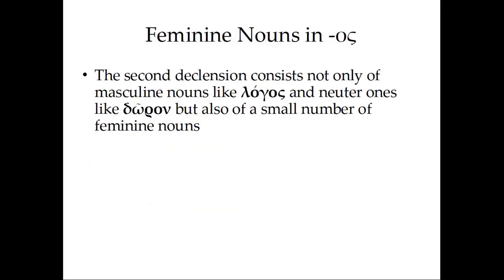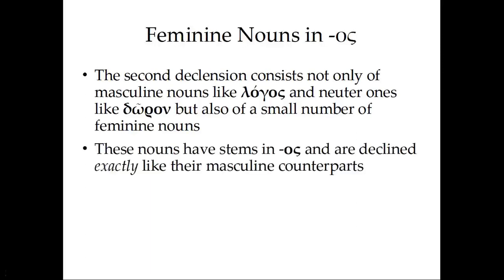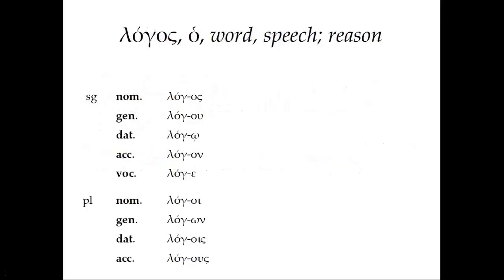The second declension consists not only of masculine nouns like logos and neuter ones like doron, but also of a small number of feminine nouns. These nouns have stems in -o and are declined exactly like their masculine counterparts. This is the declension of a word we are very familiar with, logos, and to get to our second declension feminine nouns, we're just going to take the endings here, drop the rest, and look at a word like nesos, he nesos, island, and see something interesting. We get the -os ending we're used to, but the gender is feminine, as the form of the definite article indicates.